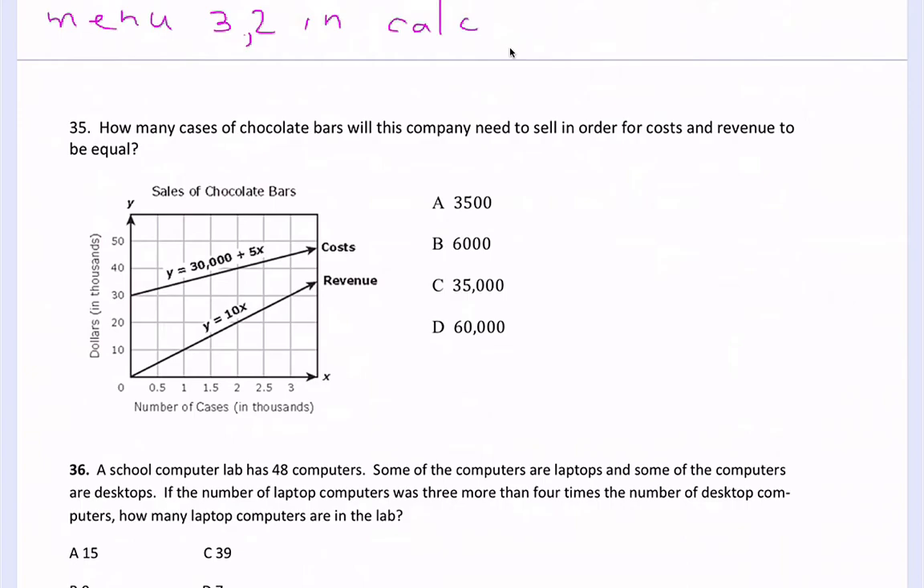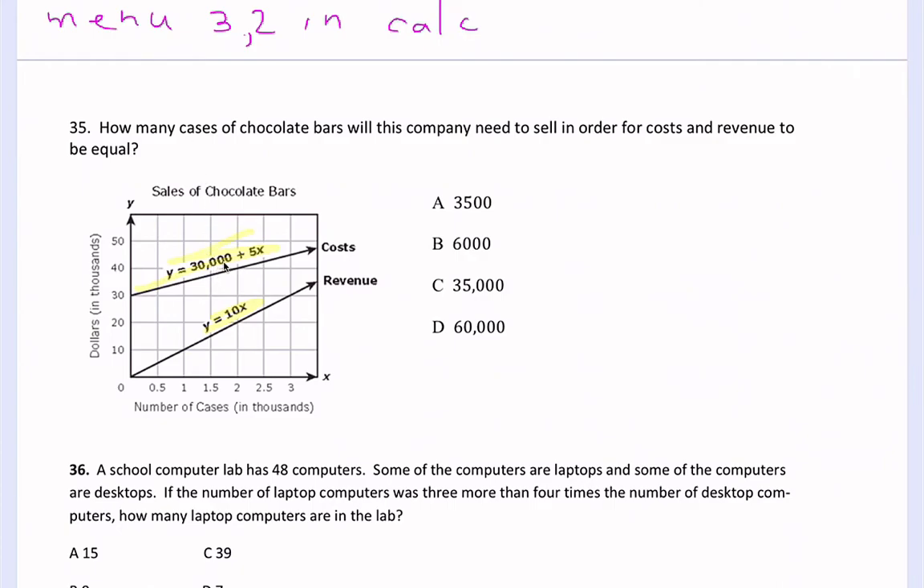Okay, it says, how many cases of chocolate bars will this company need to sell in order for costs and revenues to be equal? So notice it gives us our two equations. We want those two lines to be equal, so aka where they're going to cross. So this is the same type of problem. So I need to find the point at which these two lines will intersect. Okay, so like I said, you could either graph or you can use menu 3-2. The reason I like menu 3-2 is because on a graph, sometimes you have to zoom out, which I will show you on this one as well.